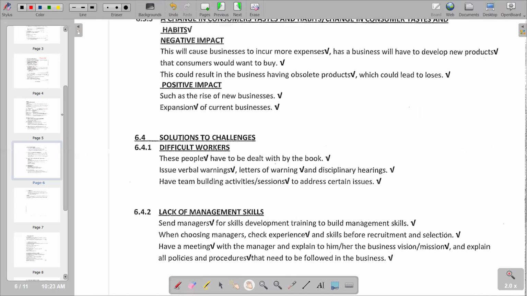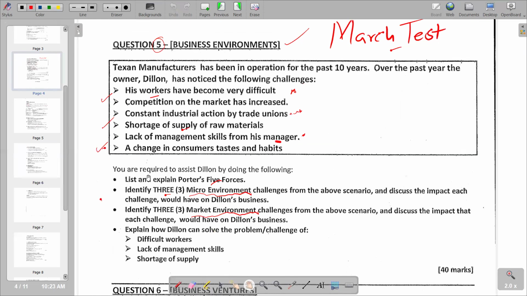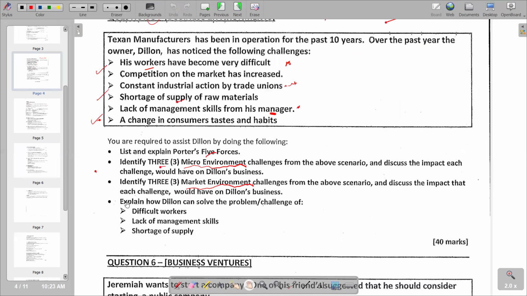Then we go to the next point. So we are now on the last point, which is saying explain how Deloitte can solve the problem or challenge of difficult workers, lack of management skills, shortage of supply. So we are going to start with the difficult workers. Difficult workers, obviously, are problematic workers that we have in the workplace.